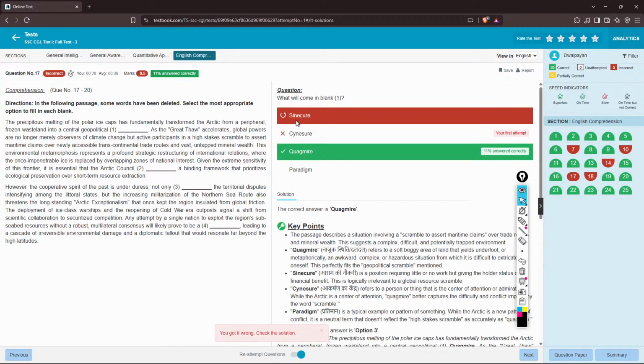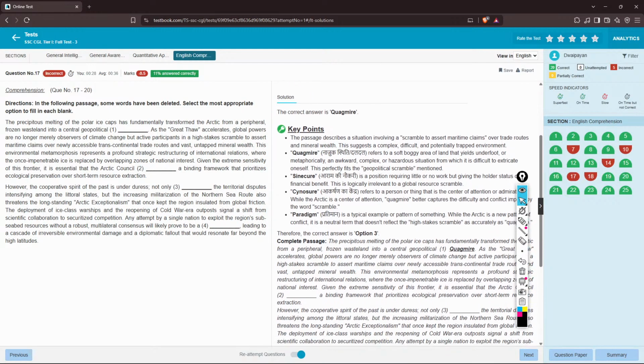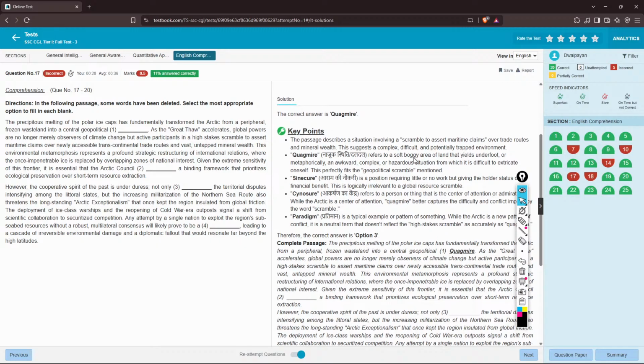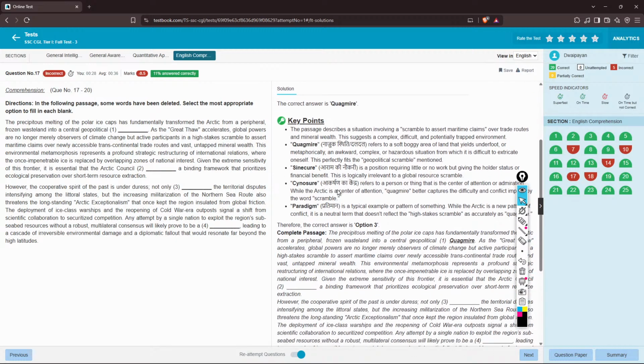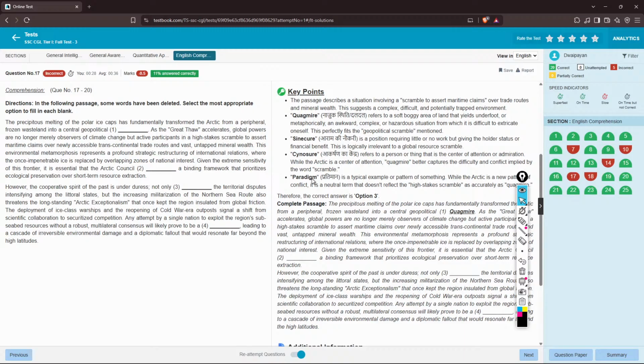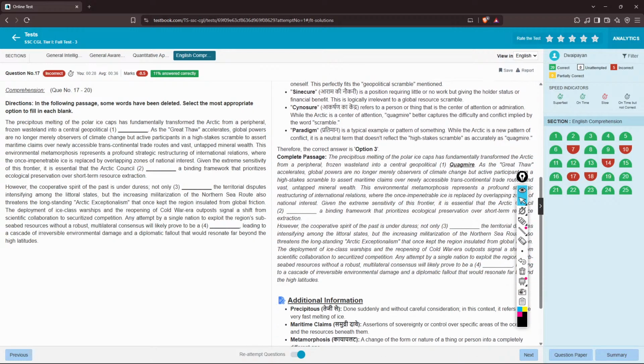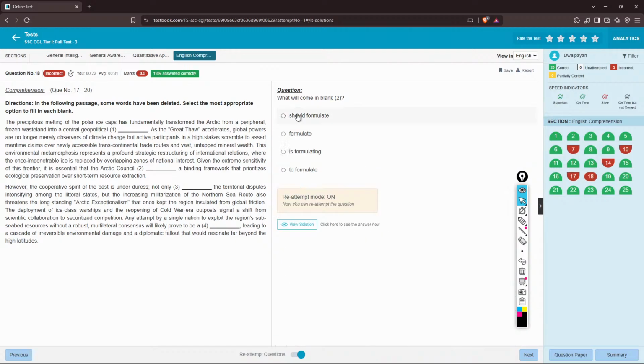Was it cynosure? Quagmire. Quagmire means a soft, boggy area of land underfoot, metaphorically an awkward, complex, or hazardous situation. Complex situation. Cynosure means a center of attention. Paradigm means it's a paradigm shift. Pattern of something. Typical example. Pattern of something. The next one also was mistaken.